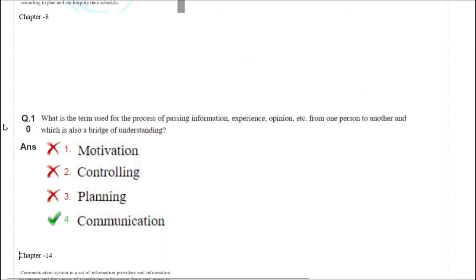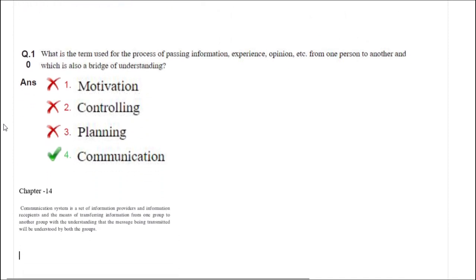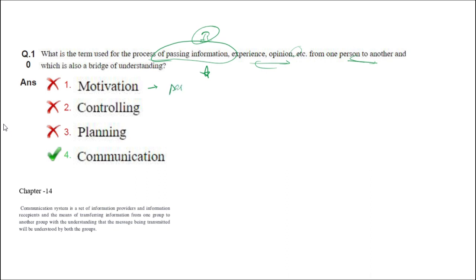The next question is, what is the term that is used for the process of passing information, experience, opinion from one person to another? So we are passing the information. This is a key term: experience and opinion, etc., from one person to another. Motivation, as I have said in the above question, is not that. Of course, we are passing information, but then there is something else. So this cannot be the answer.